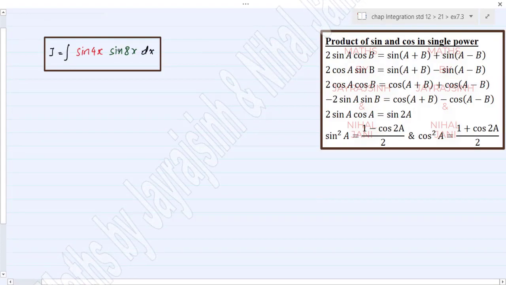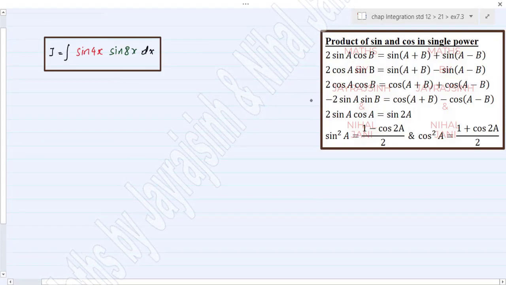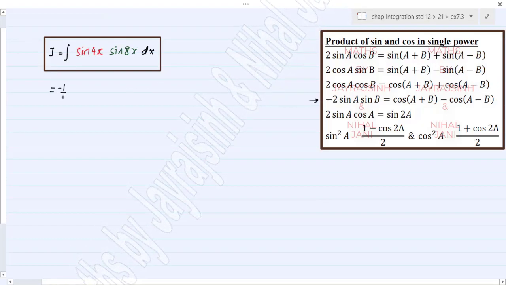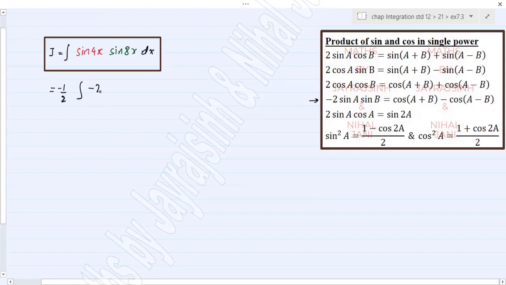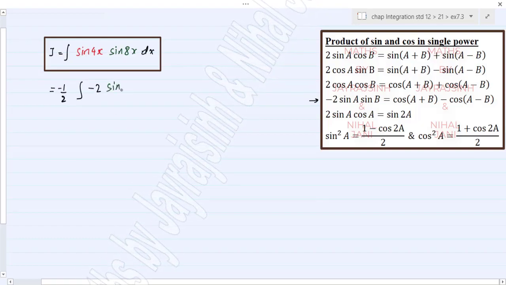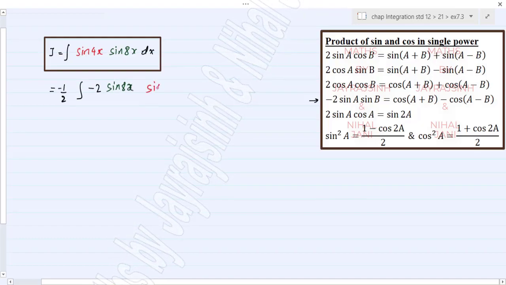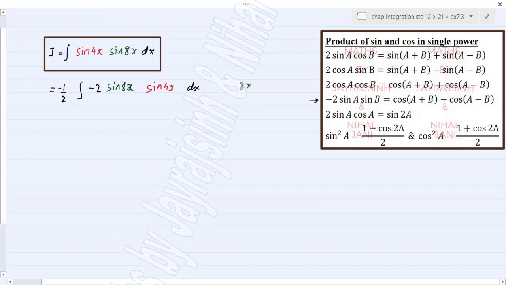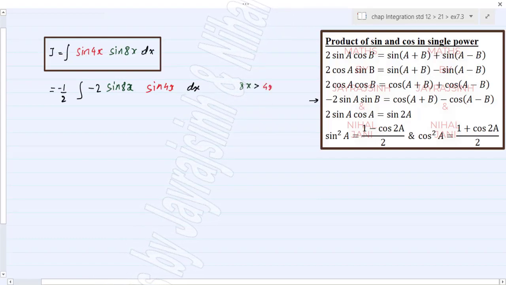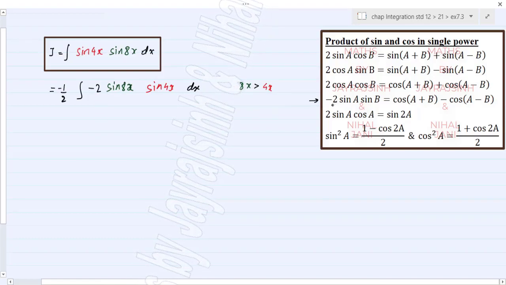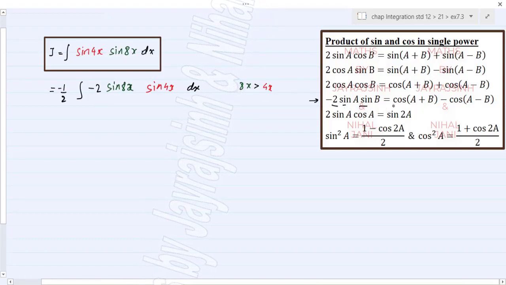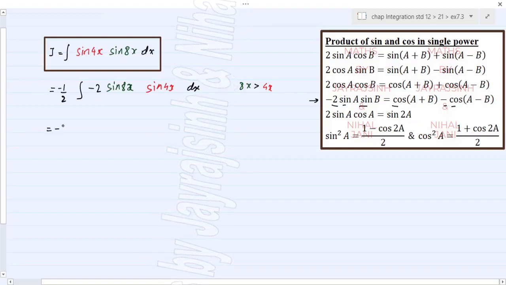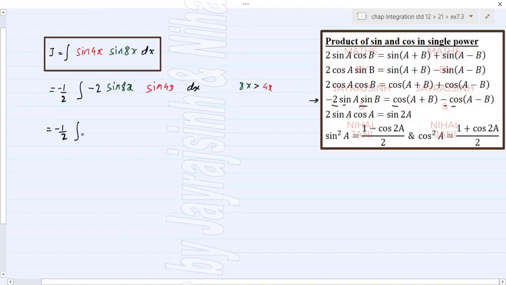Here we have to integrate sine 4x into sine 8x, which can be converted into minus 2 sin A sin B form. So let's multiply and divide by minus 2. So you'll get minus 2 sine 8x into sine 4x, because 8x is greater than 4x. Okay. So here we get minus 2 sin A sin B form, which can be converted into cos A minus cos B. So here minus 1 by 2 will remain as it is.